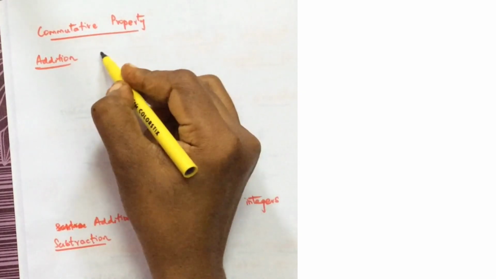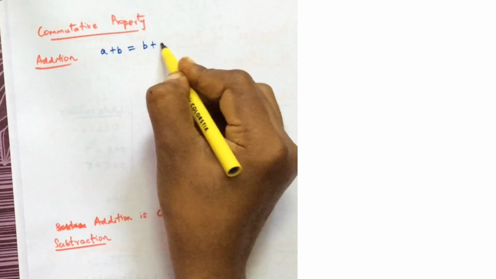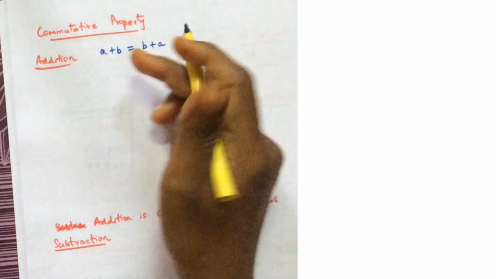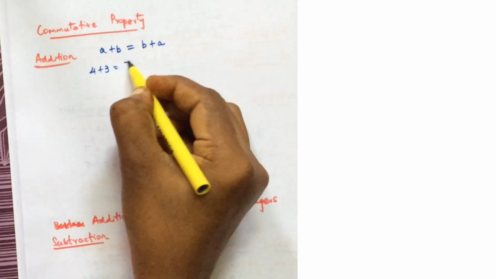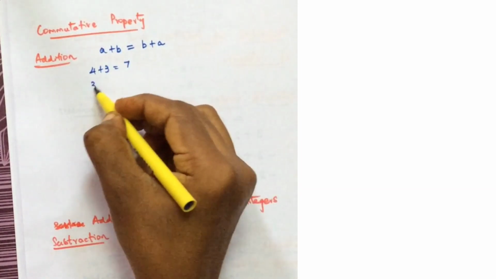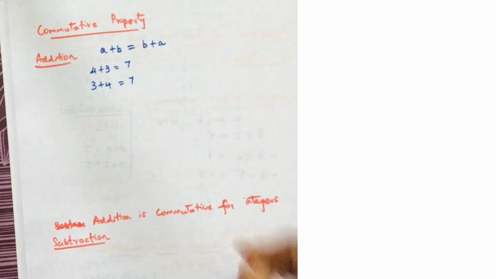What is this? If we take any two integers, a plus b, if it is equal to b plus a, then we can say addition is commutative for integers. 4 plus 3 is 7. If you interchange this, 3 plus 4, that is also equal to 7.